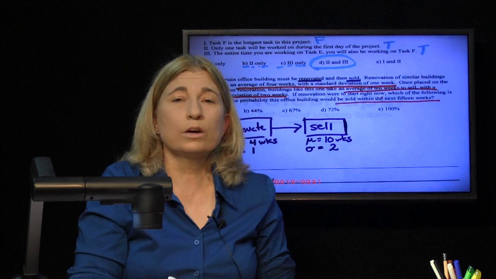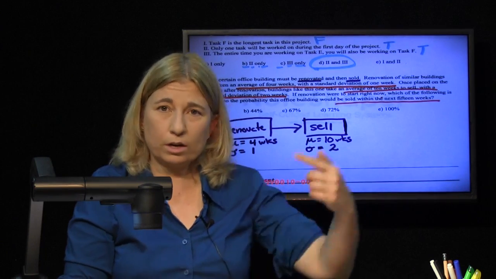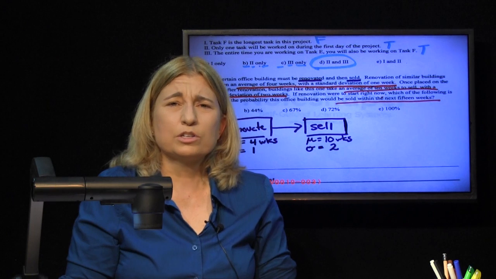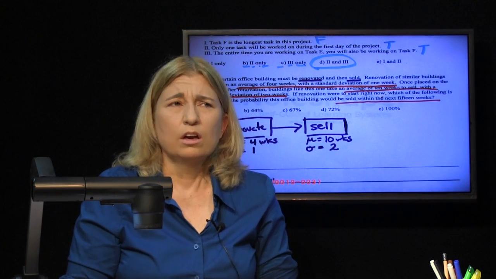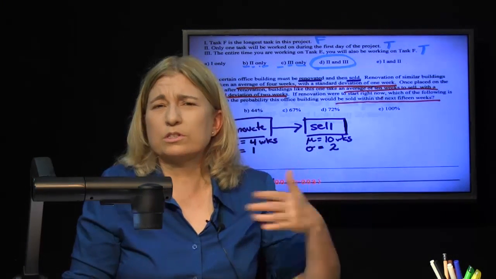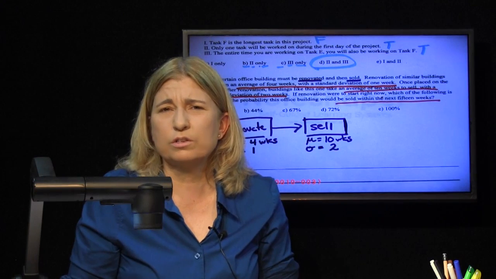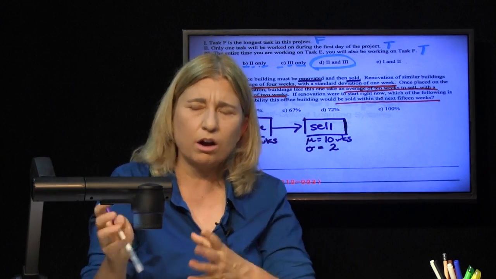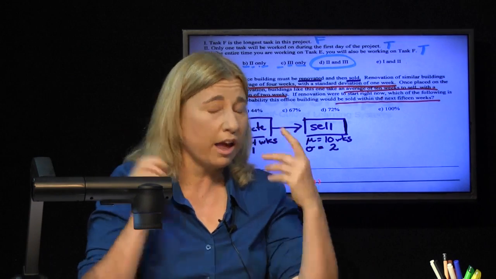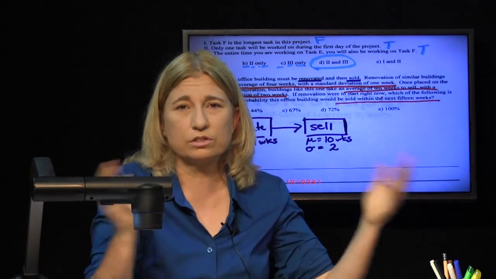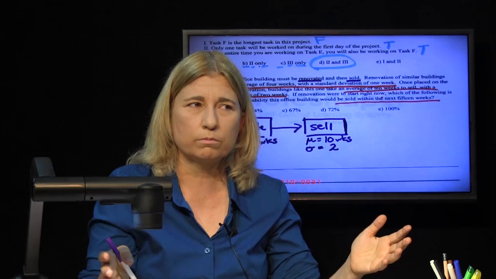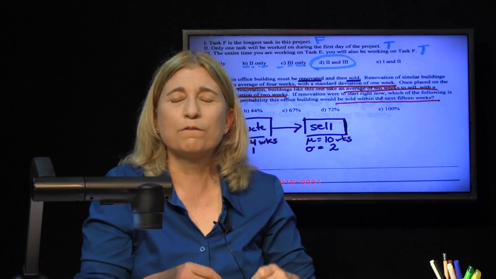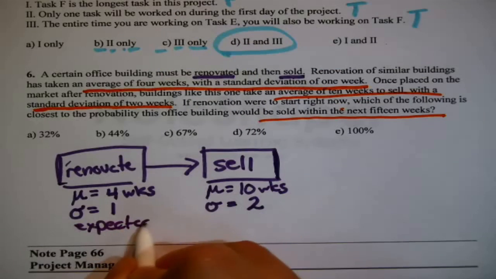Okay, now I know that the question said something about 15 weeks, but working towards that answer, an intermediate question is just common sense. So what's on average, how long do you think this would take? If it takes on average 4 weeks to renovate and on average 10 weeks to sell, on average how long do you think it's going to take to get this thing sold? Well, 4 plus 10 is 14. 14, the expected completion time of the project.